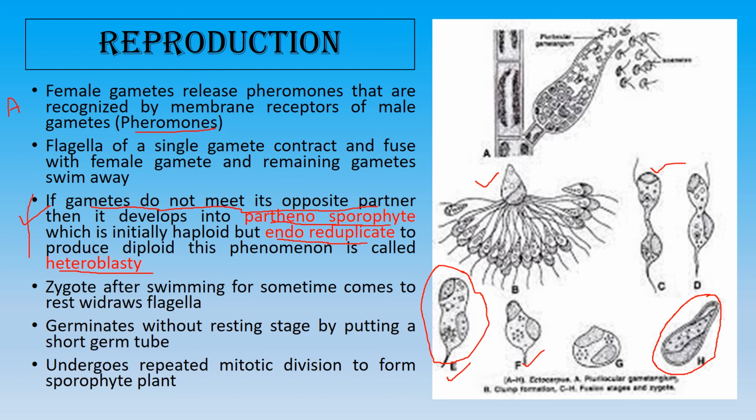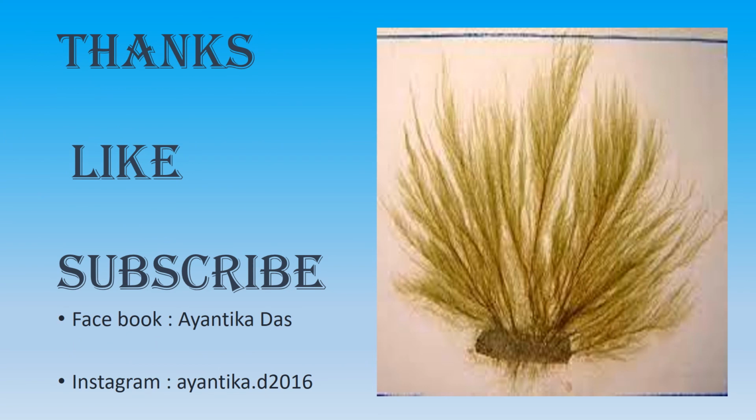So Ectocarpus has a life cycle that has asexual reproduction, sexual reproduction, as well as parthenogenesis also. So three types of alternative modes in Ectocarpus. So this heteroblasty is a very important topic, and that was all about the sexual reproduction of Ectocarpus.